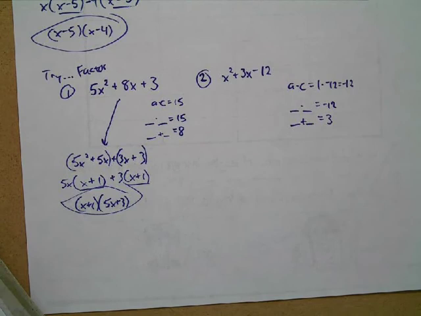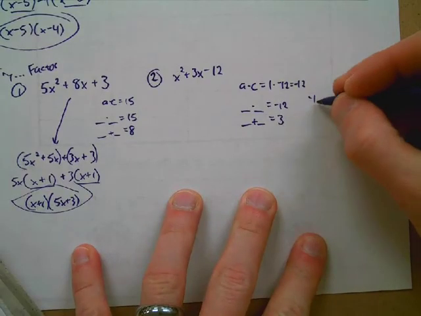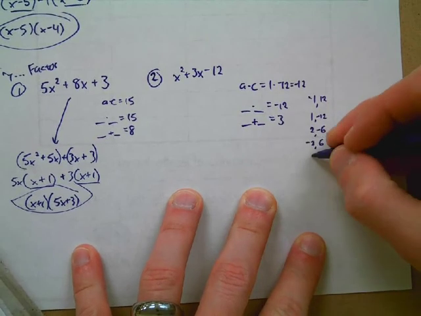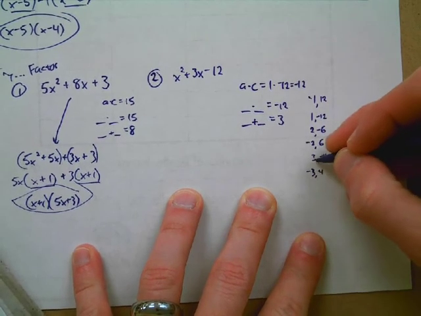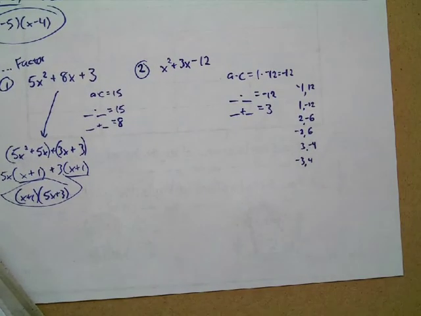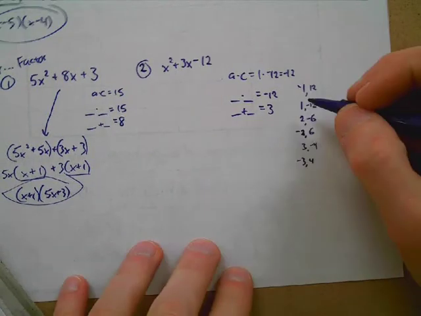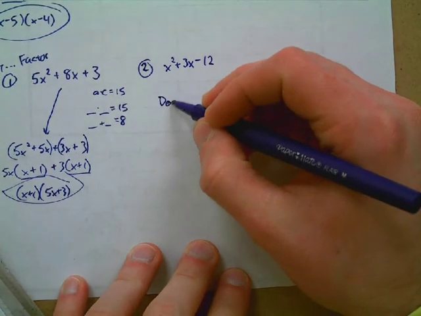So yeah, there's only a couple combinations, right? We could do negative 1 and positive 12, or positive 1 and negative 12. We could do 2 and negative 6, or negative 2 and 6. We could do 3 and negative 4, or negative 3 and positive 4. Those are the only combinations that multiply to make negative 12. Do any of those add to make a positive 3? Yeah, no. This thing doesn't factor.